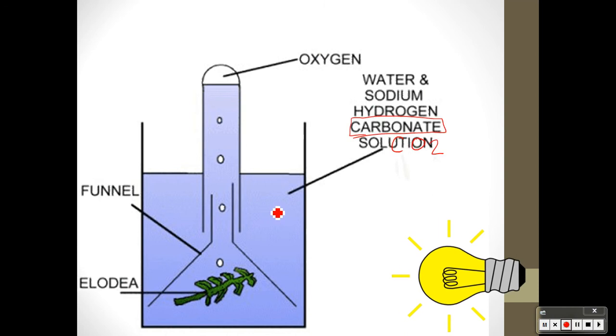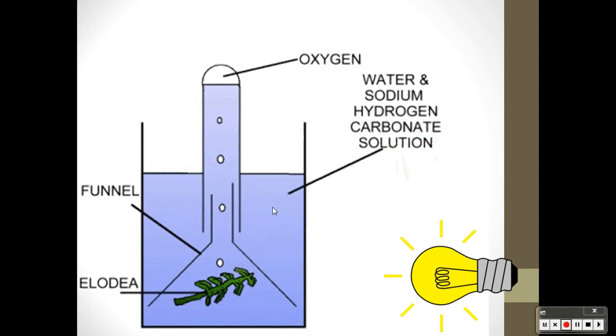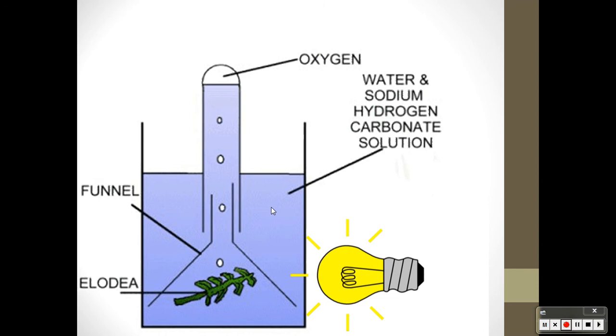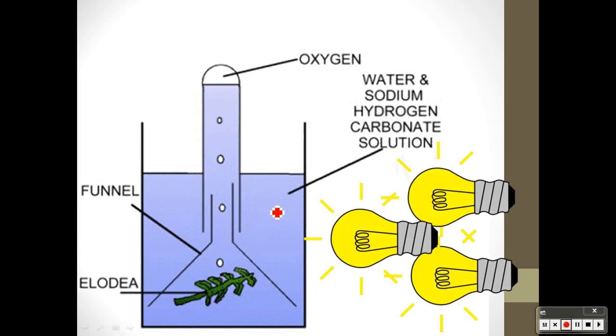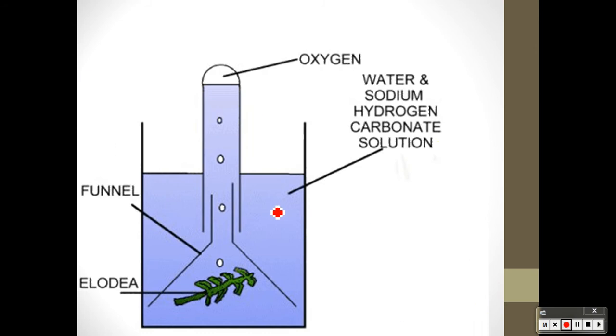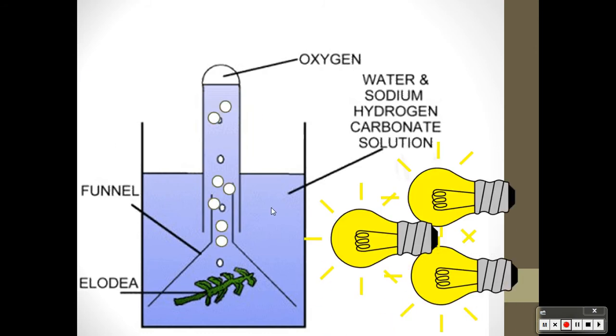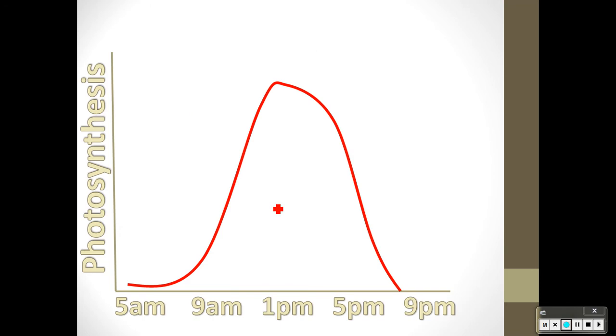What we notice when we shine a light is that bubbles come off. Now if we move the light closer, or if we add more lights, we get more bubbles. And those bubbles are the oxygen being produced during photosynthesis. If we were to do this type of test outside, we would notice that photosynthesis is maximum around lunchtime, because that's when the sun is at its greatest peak.